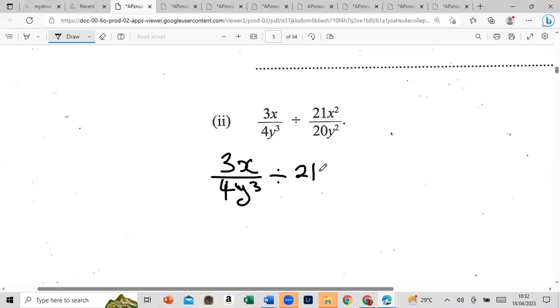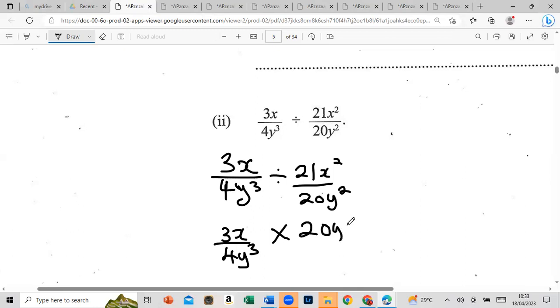So we have 21x squared over 20y squared. So just remember what the rule states. Write back the first fraction. So we're going to write back 3x over 4y cubed. Change this to multiplication and then we reciprocate. So 20y squared, which is at the base, is going to go at the top, and then we get 21x squared. Now we can go ahead and cancel.